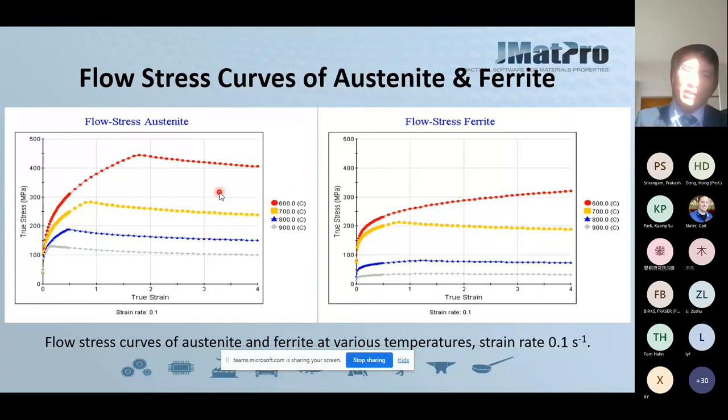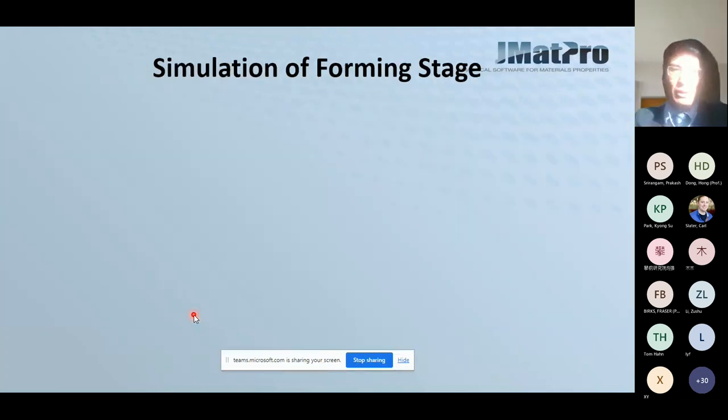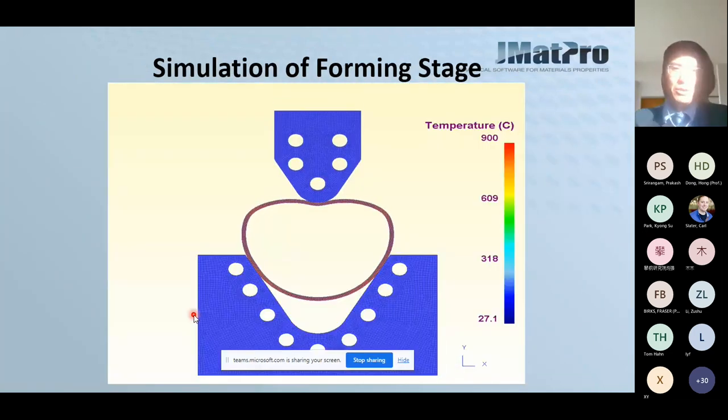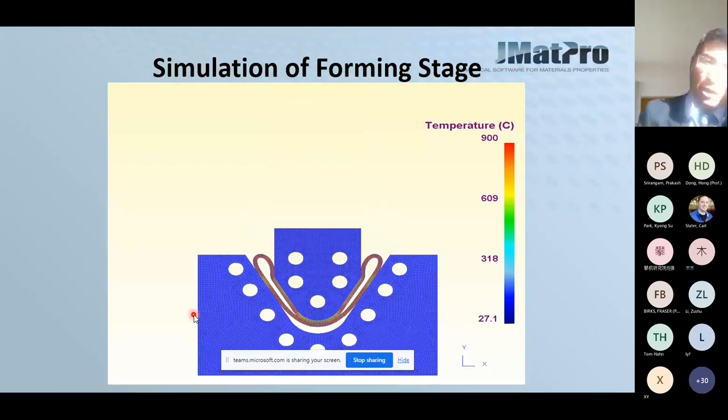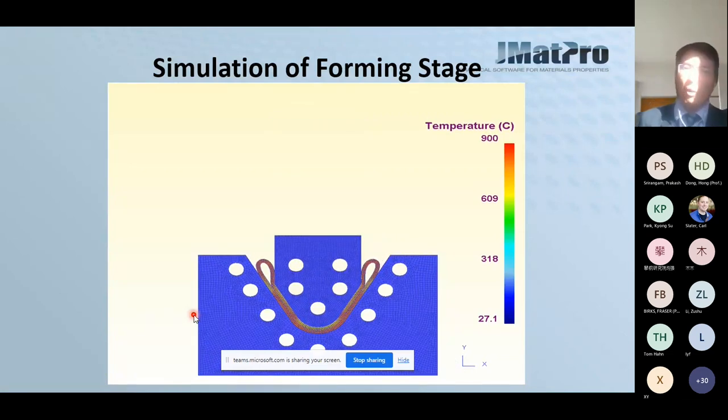One is the flow stress curves of austenite, and the other is of ferrite. They are at different temperatures for a fixed strain rate. And in reality, you would need these kinds of curves for a wide temperature range as well as a strain rate range. Put everything together, and I'm going to show you, this is in fact the only animation picture in my entire talk: a simulation of the forming stage. It shows the geometry change and also the change in temperature fields.